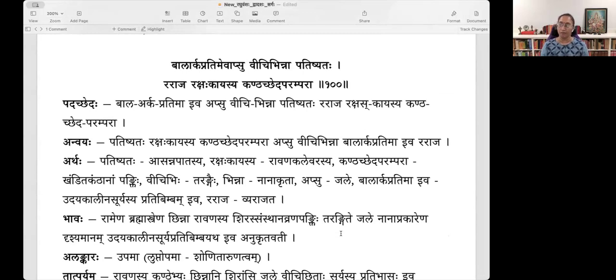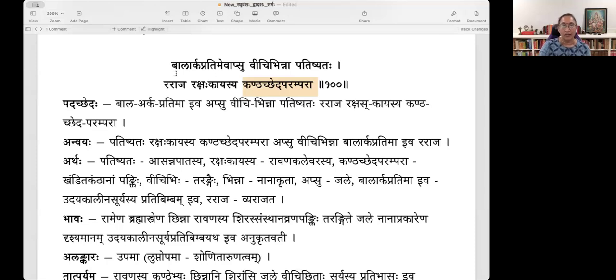Kantha cheda parampara raraja. Raraja, rajate, rajati ityasya, what is that? Litlakara, right? So it shone like, or it was shining like bala arka pratima iva raraja kantha cheda parampara. The cut sections of his neck were all shining like a balarka pratima, the sun's reflection. Bala arka is your udayakala suryasya pratima, reflection. It was looking like a reflection of that balarka, the young sun, in the waters.